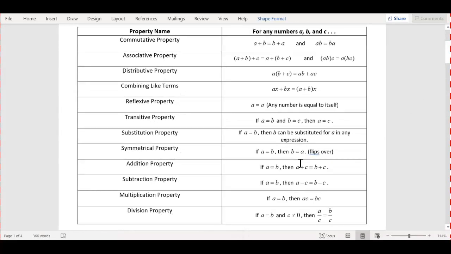So those are all of our properties. We're going to use these properties when we're solving equations on the next page. So go ahead and get those down and then flip it over.